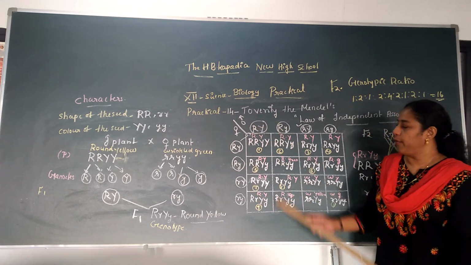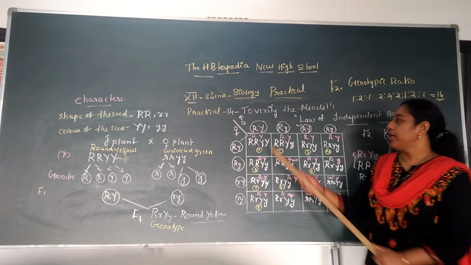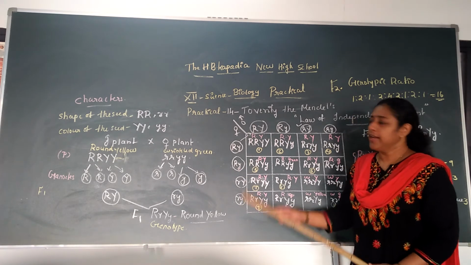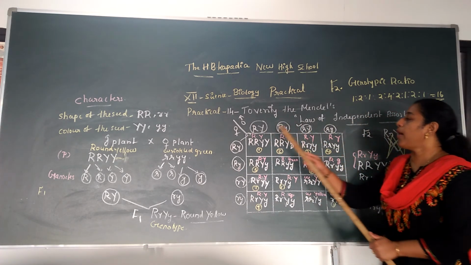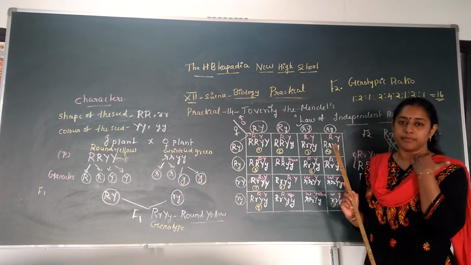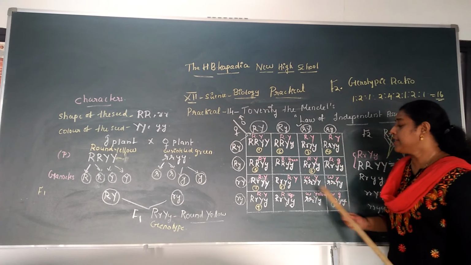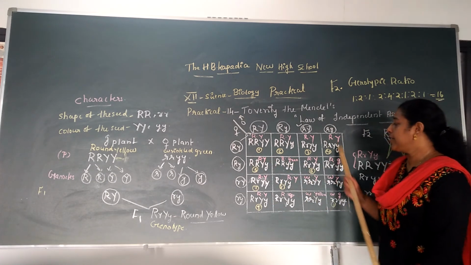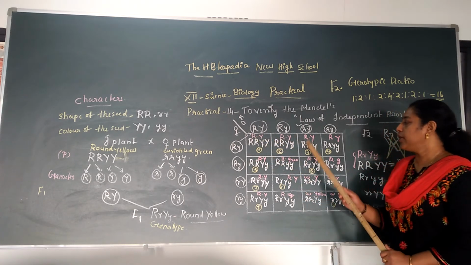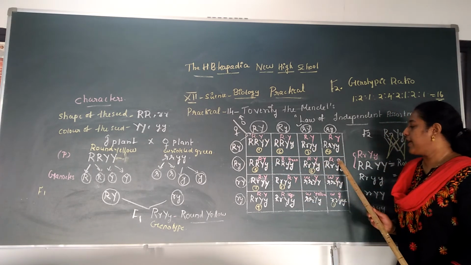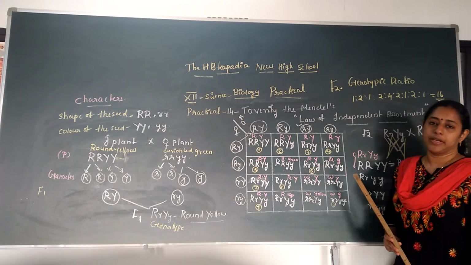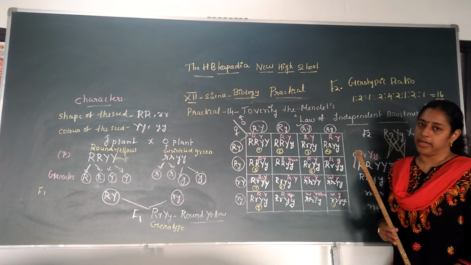So in this way you have to do the crossing. Take one of the male gametes and allow it to fuse with the female gametes. In this way you have to do crossing of all the male gametes with the female gametes. Then we will get 16 genotypic combinations. I have written the genotypic combinations. You can count them: 1, 2, 3, 4, 5, 6, 7, 8, 9, 10, 11, 12, 13, 14, 15, 16. So we are getting 16 genotypic combinations.